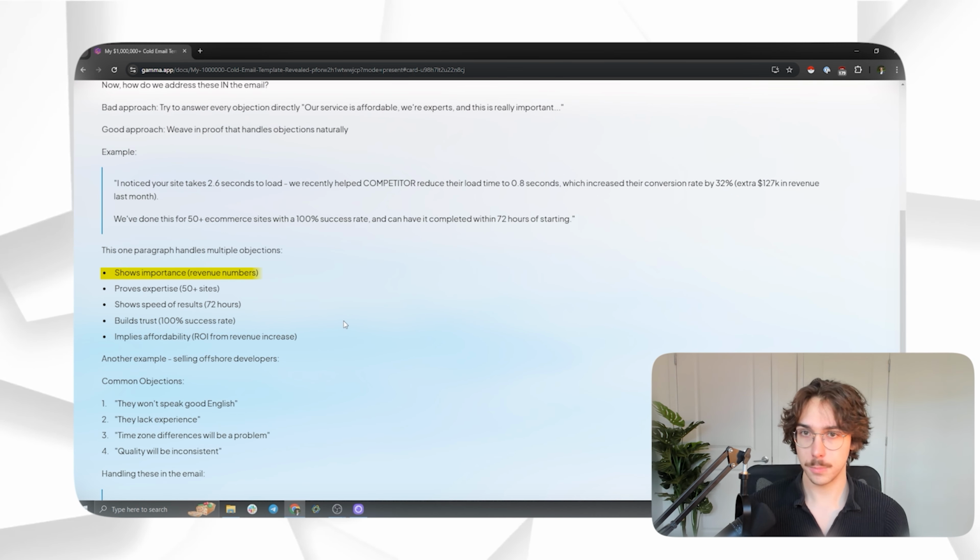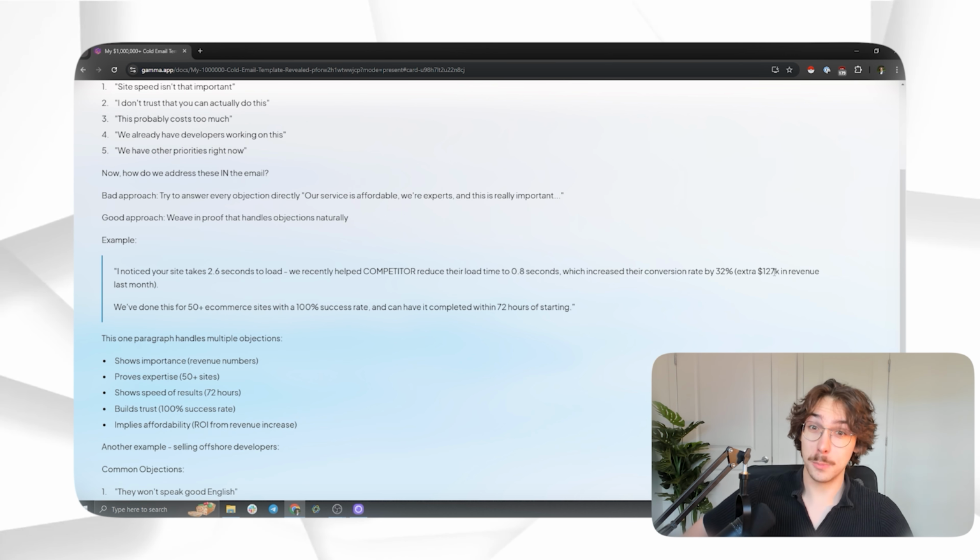It shows importance by showing revenue numbers. It proves expertise by showing how many sites you've worked with. It shows speed of results, 72 hours. It builds trust. It implies affordability because the ROI is there, right? This is probably affordable because it's less than $127,000. So all these things show, again, that your service works and that they should trust you and get on a call with you.